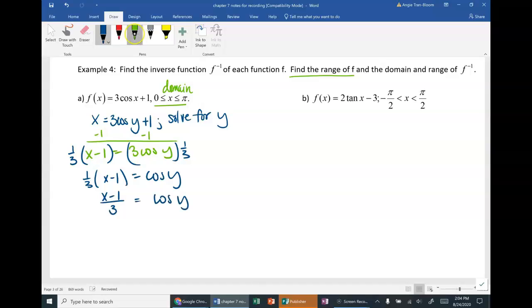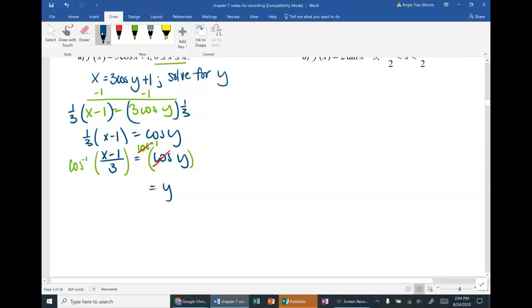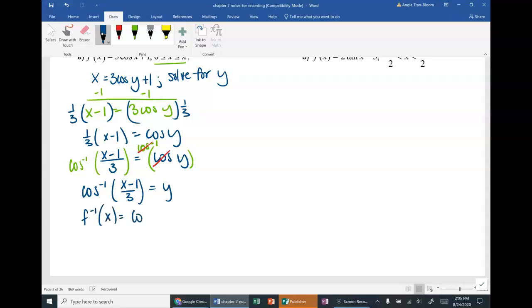Okay, now we have to solve for y, meaning that we have to compose both sides with cosine inverse. What you do to one side, you do to the other side. So now cosine and cosine inverse cancel each other out. You end up with y equals cosine inverse of (x minus 1) divided by 3, or you can have cosine inverse of 1/3 times (x minus 1), or you could distribute the 1/3 out. Not important to me.